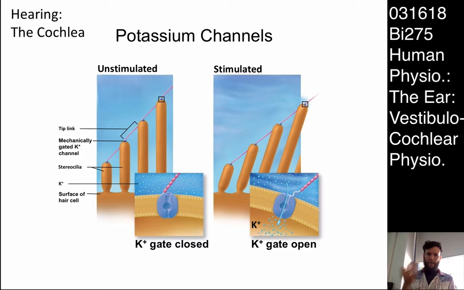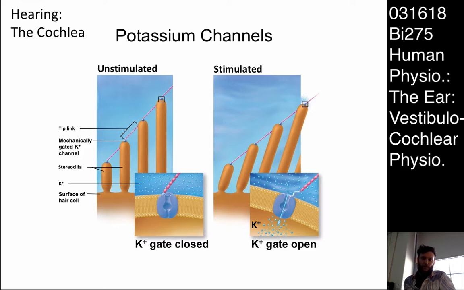How does this actually happen? Well, all of it is mediated by mechanically gated potassium channels. So in these quote-unquote hairs that Omalara was questioning, they are actually just cellular projections from the apical surface of these hair cells that at the very tips of them have these potassium channels embedded in them.